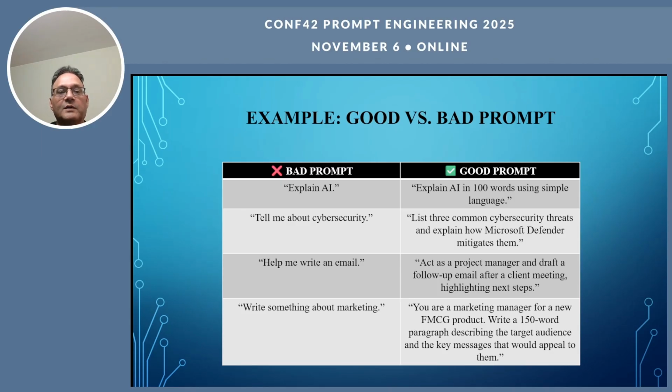Another example: if you say "tell me about cybersecurity," this is again a little bit weak. You're not specific, because there could be plenty of information available. What you're looking for is not very clear. But to make it a good prompt, you can say "list 3 common cybersecurity threats and explain how Microsoft Defender mitigates them." Similarly, you can prompt, "Hi, can you write the email for me?" It's very generic, but if you ask it to act as a project manager and draft the email response based on certain highlighted points, you will get better results. So these are the examples.